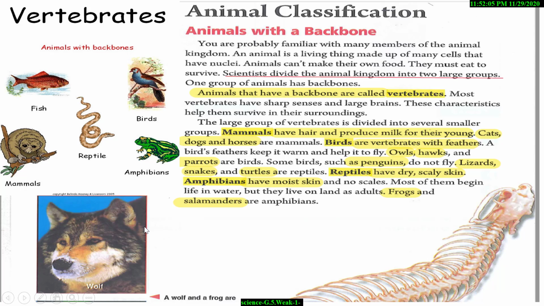Another subject, animal classification. Scientists divide the animal kingdom into large groups. What are the two large groups of animals? Number one, vertebrates. Number two, invertebrates. What are vertebrates? Animals that have a backbone are called vertebrates. And scientists classify vertebrates into five groups.